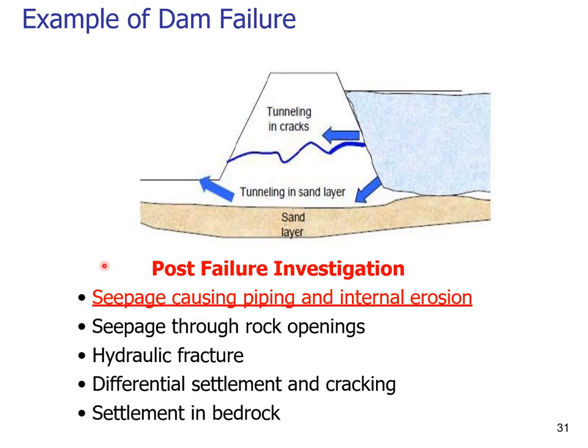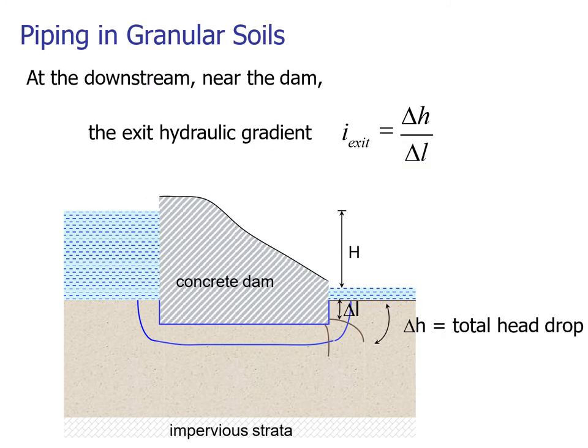Post-failure investigation revealed that seepage causing piping and internal erosion. So that was the main cause. Seepage through rock opening, hydraulic fracture, differential settlement and cracking, settlement in bedrock. So piping in granular soils.